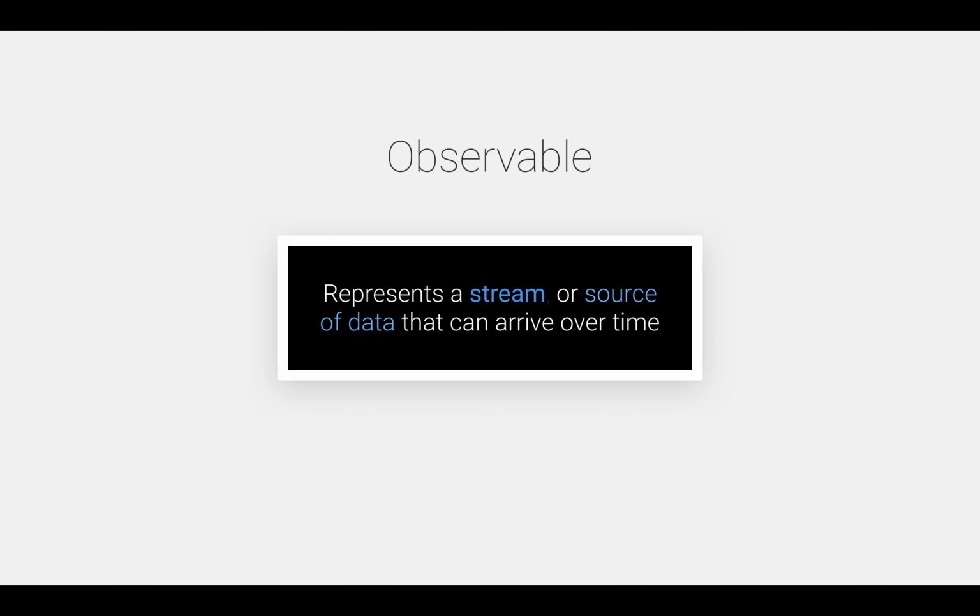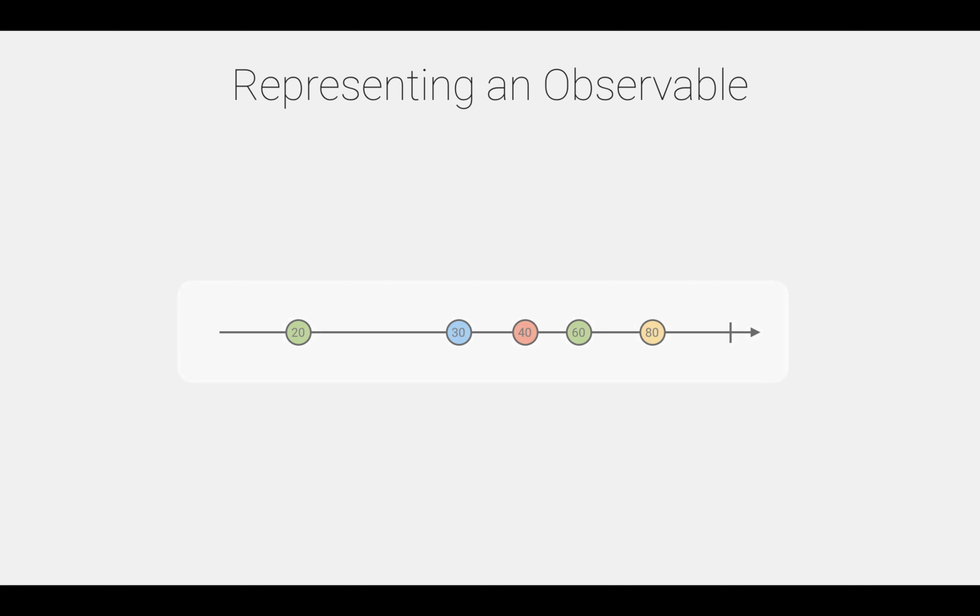Sounds awesome, right? And probably even interesting, but I think it's too raw of an explanation. I'm going to try to make it easier to understand. So let's read the definition again. It basically says that it's a stream or source of data that can arrive over time. And I want to represent that in a diagram. If you look at this diagram, the inner line is going to represent the timeline. And the time in this case is going to flow from left to right.